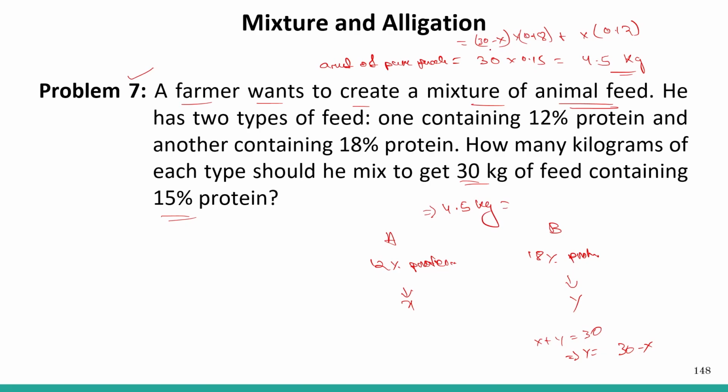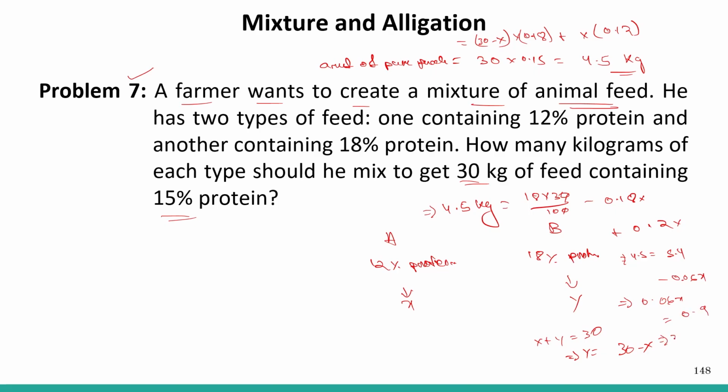So 0.18 into 30, that is 18 into 30 by 100. So cancelling a 0 out, we are left with this much amount. Okay, so this much minus 0.18x plus 0.12x. So this implies that 4.5 is equal to, this will be 18 into 3 is equal to 54, so 5.4 minus 0.06x. So solving these two, 0.06x is equal to 5.4 minus 4.5, that is equal to 0.9.